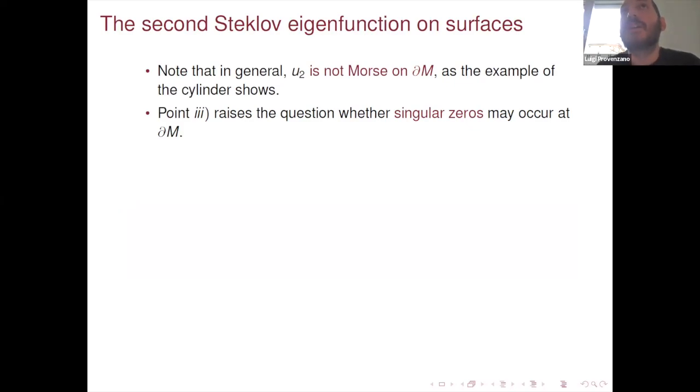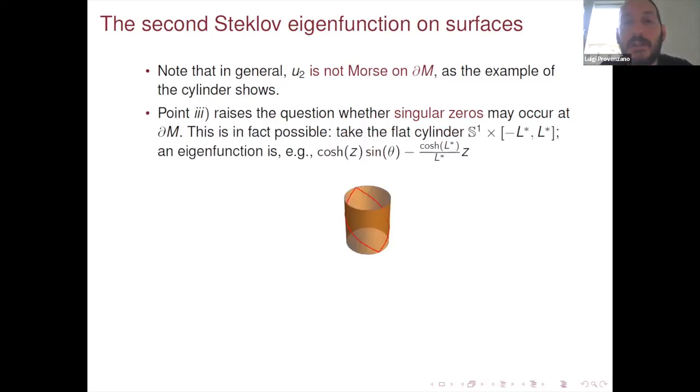The question is, can it happen that you have a singular zero even if it is non-degenerate, or is it a matter of our proof that we have this other situation? Actually, this is in fact possible.